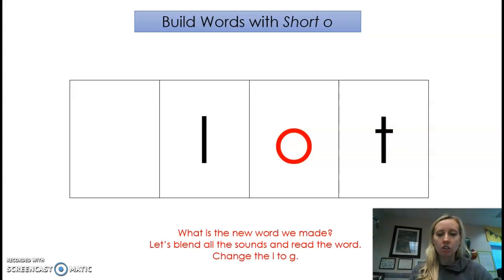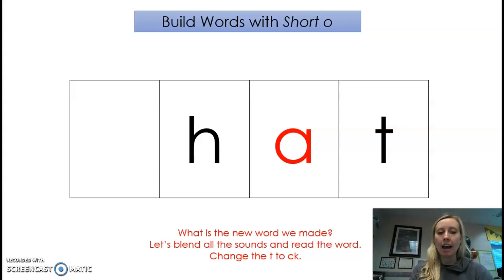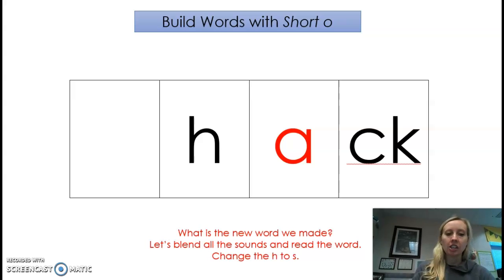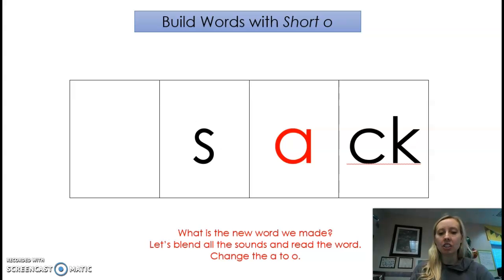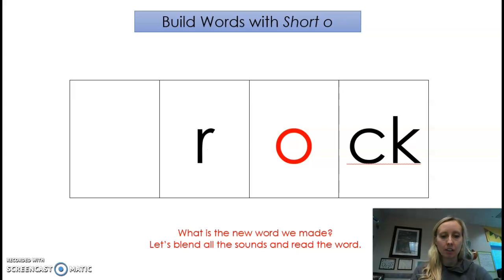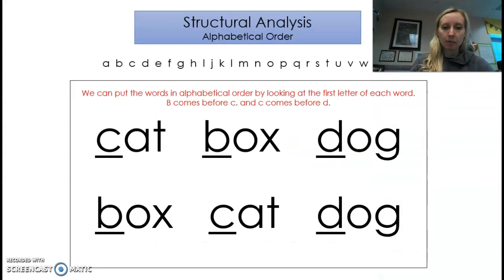Change the l to g, got. Change the g to h, hot. Change the o to a, hat. Change the t to k, hack. Change the h to s, sack. Change the a to o, sock. Change the s to r, rock. Okay, friends.